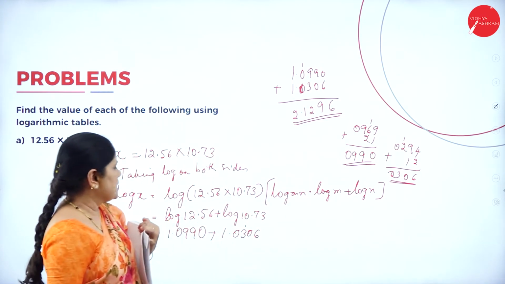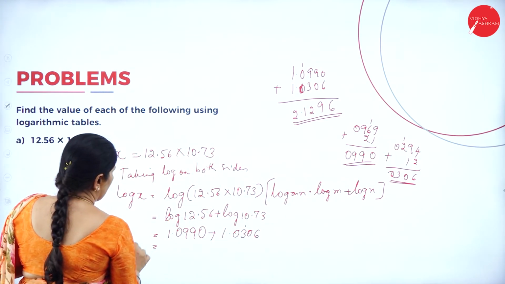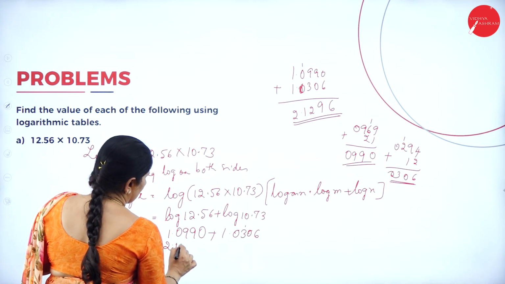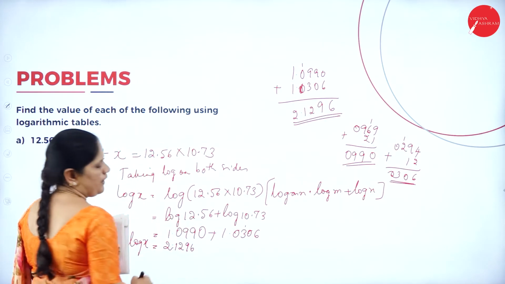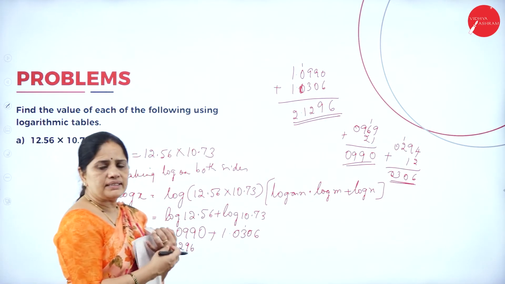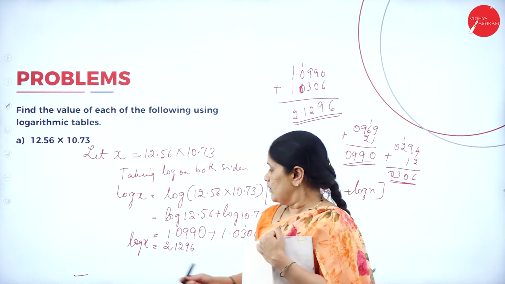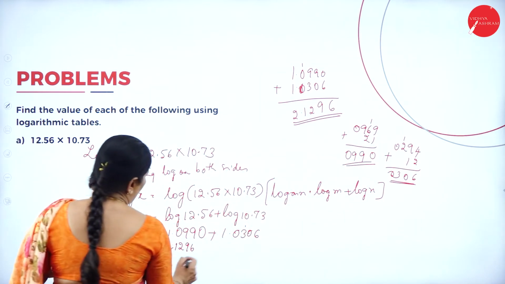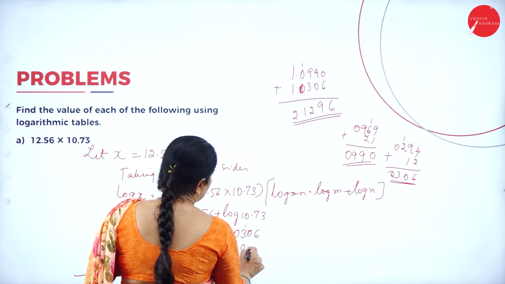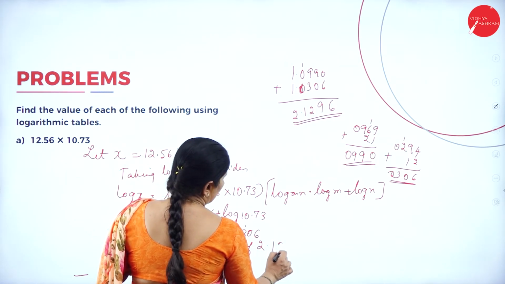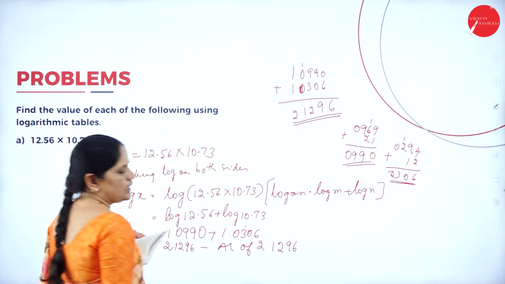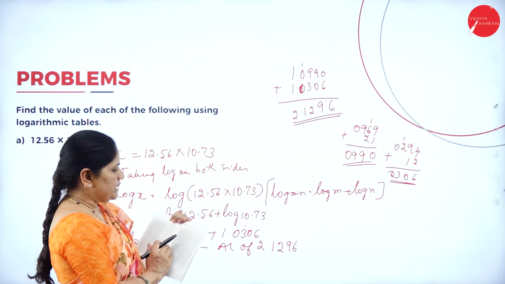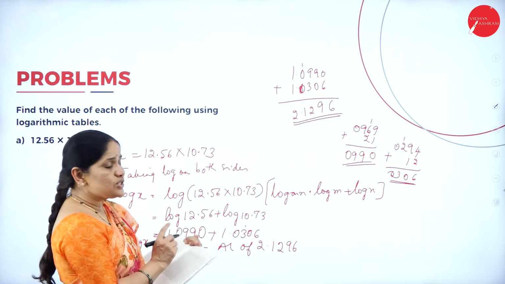So this is the answer. Log x will be equal to 2.1296. Now we have to get back the value which we started with, so I have to find the anti-log of this. Anti-log of 2.1296. Now if I go to the anti-log table, I will search under 0.12.